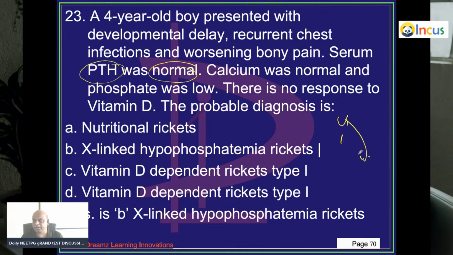Vitamin D should go and act. When is it dependent? This is vitamin D deficiency, but here even after having vitamin D, receptors are not responding, no? So where are you dependent?